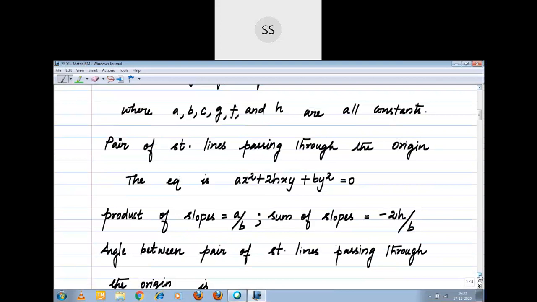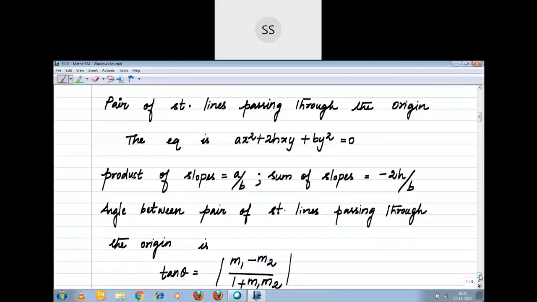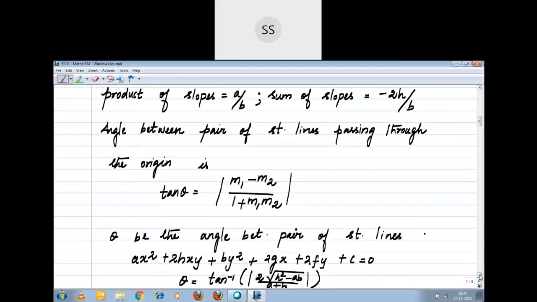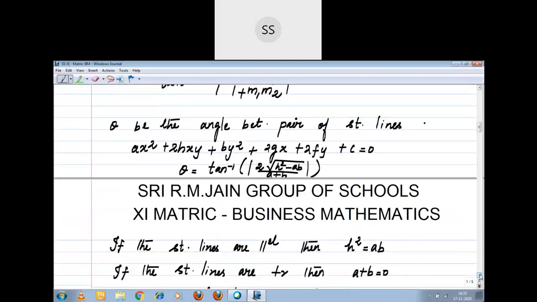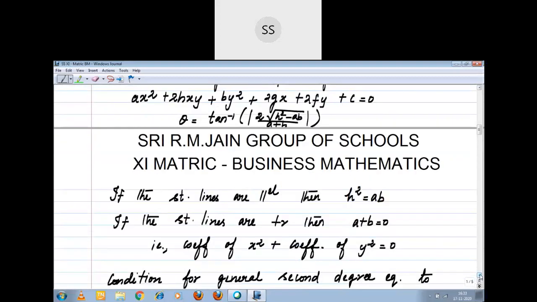Next, angle between pair of straight lines passing through the origin means tan theta equal to modulus of m1 minus m2 divided by 1 plus m1 m2. Here m1 and m2 are slopes of the lines. Next, angle between pair of straight lines, that is ax square plus 2hxy plus by square plus 2gx plus 2fy plus c is equal to 0, is theta equal to tan inverse of modulus 2 into root of h square minus ab divided by a plus b. Next, if the straight lines are parallel, then h square equal to ab. If the straight lines are perpendicular, then a plus b equal to 0, that is coefficient of x square plus coefficient of y square equal to 0.